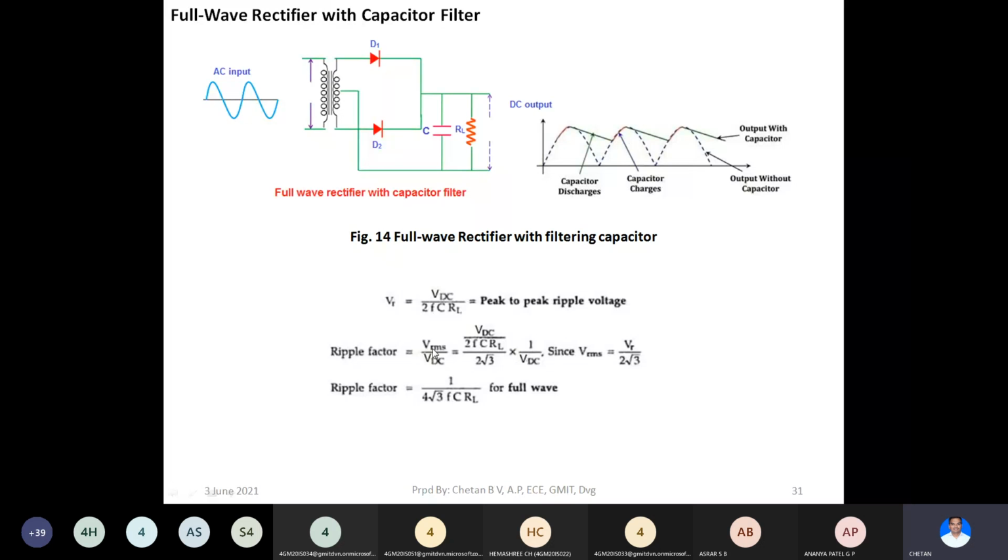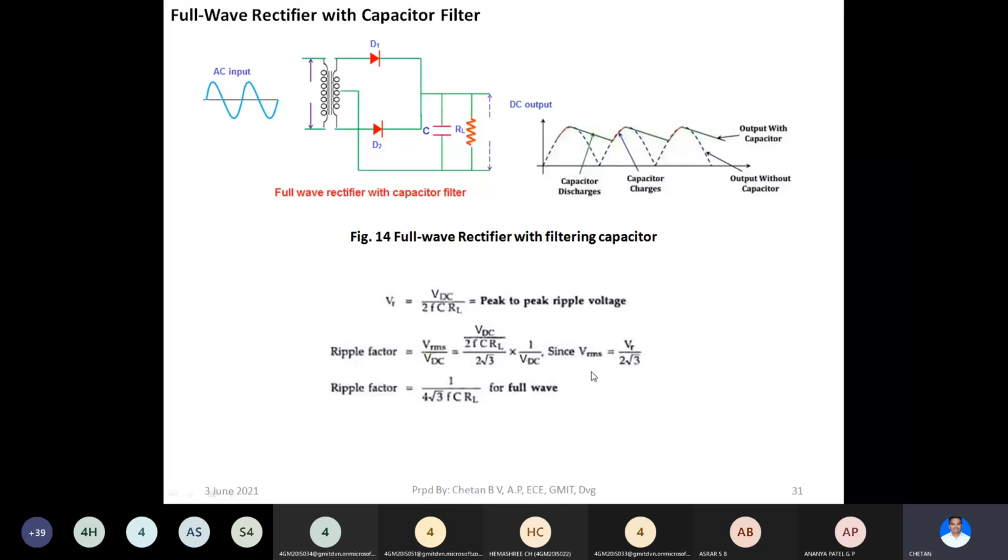You should not take the RMS of the rectifier. The RMS of this capacitor filter waveform is this, which is nothing but the ripple voltage VDC divided by 2FCRL, divided by 2 root 3, into VDC. VDC is 1 by VDC here, and the ripple factor finally, after simplification, gets to be 1 by 4 root 3 FCRL. This is for the full wave rectifier.